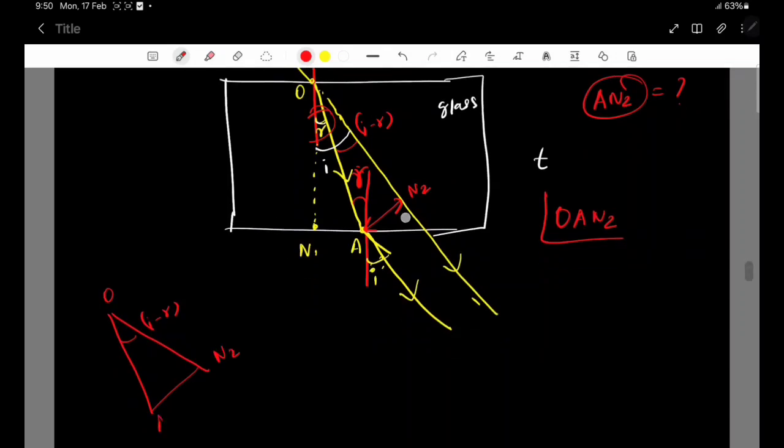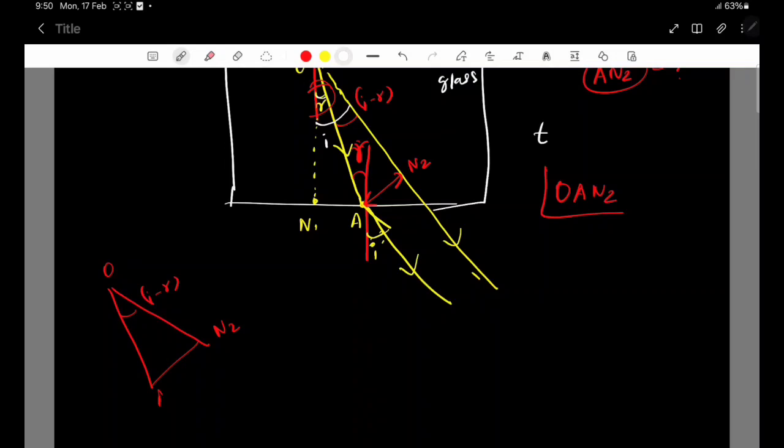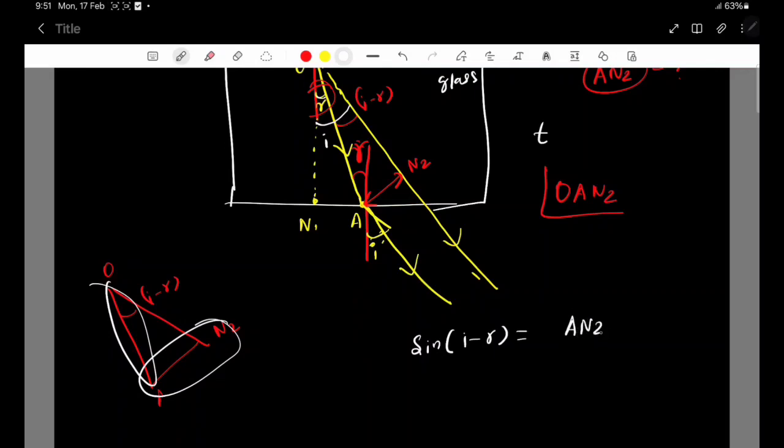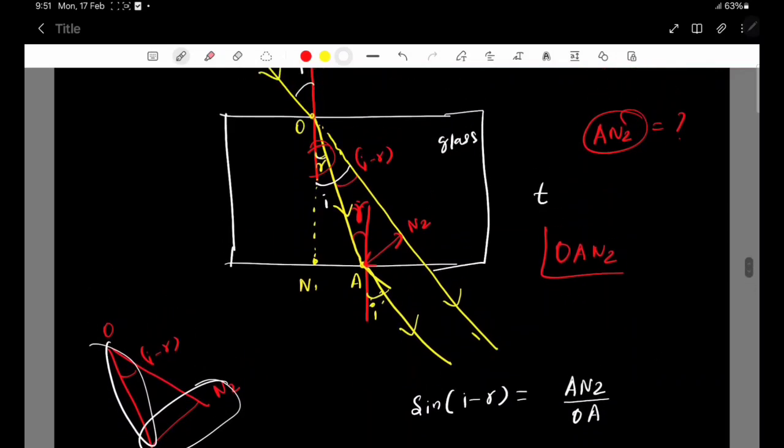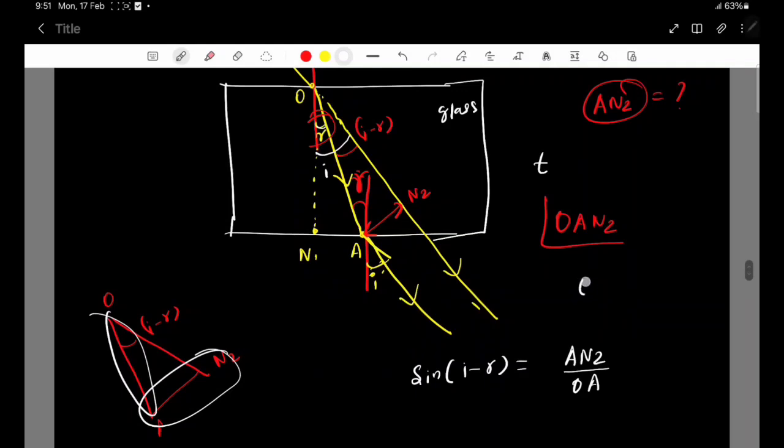N2. I can tell then sine of I minus R is equal to, if you consider this right angle triangle, the opposite side over the hypotenuse. So sine of I minus R is equal to AN2 over OA. And this OA can be replaced with what? If you consider this OAN1 triangle, you can see very clearly the projection of OA over this line is called ON1. So OA cos R equals ON1.